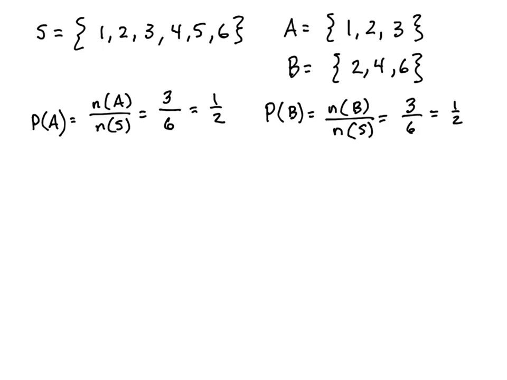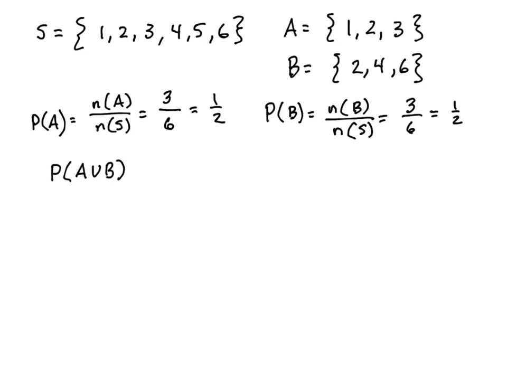The probability of getting an even number is the same probability, but it's a different set. You have 3 even numbers divided by the total number of faces you have on a die, and that's 1/2. So what about the union of A and B? And what does that mean in terms of probability?